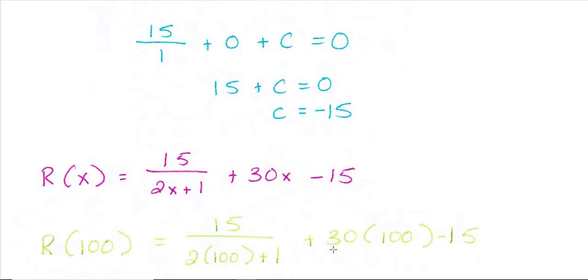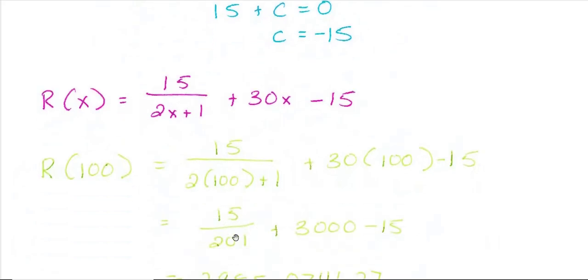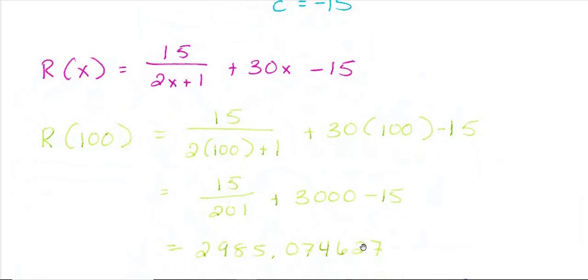So now I can plug in 100 units: 15 over 2 times 100 plus 1, plus 30 times 100 minus 15, gives me 15 over 201 plus 3,000 minus 15, which gives me 2,985.074627.